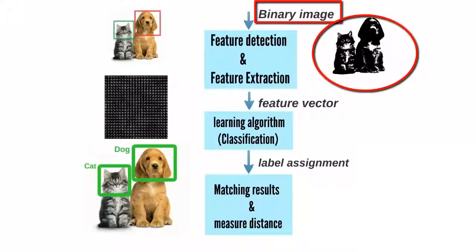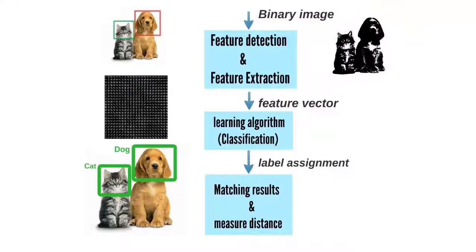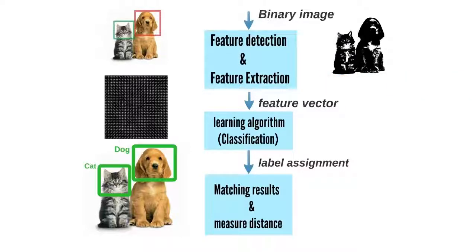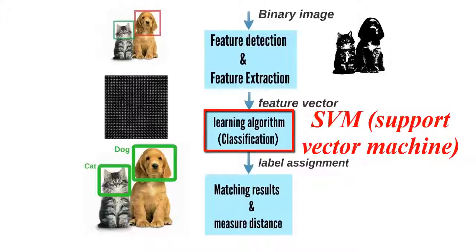In recognition, we will use the result from the segmentation phase. Features will be extracted from each object using the SURF algorithm. Then we compare the features with the training set to get the closest match for each object. Classification is done using a support vector machine.